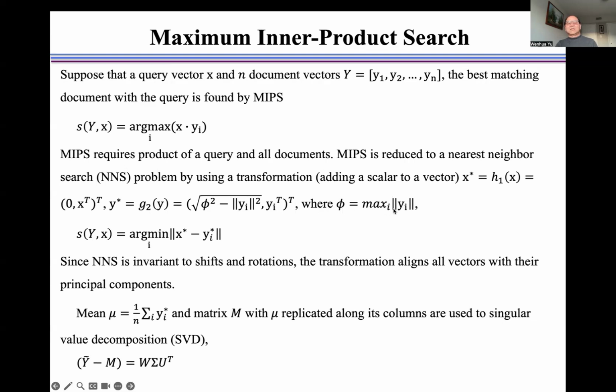Phi is the maximum of the norms of yi, as shown here. Since the NNS is irrelevant to shifts and rotations, the transformation aligns all vectors with their principal components. Mu and matrix M, with mu replicated along its columns, are used for singular value decomposition. Here it is shown.